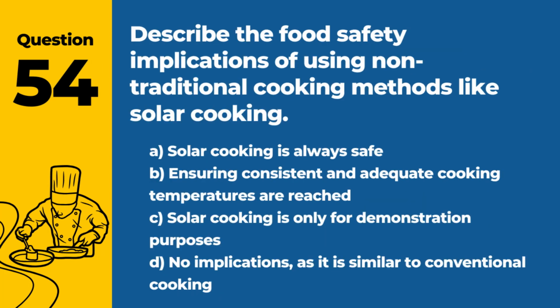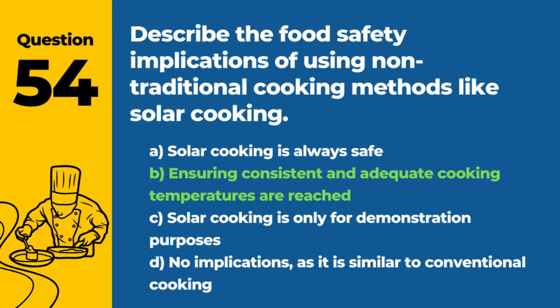Question 54. Describe the food safety implications of using non-traditional cooking methods like solar cooking. A. Solar cooking is always safe. B. Ensuring consistent and adequate cooking temperatures are reached. C. Solar cooking is only for demonstration purposes. D. No implications as it is similar to conventional cooking.